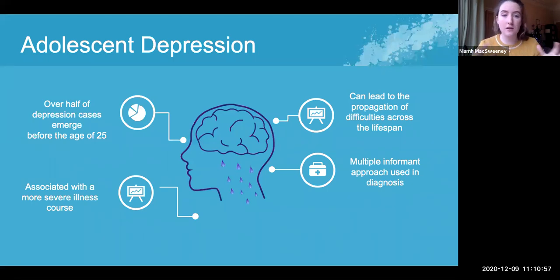When we assess depression, and psychopathology in general, in young people, we use a multiple informant approach in the diagnosis. This typically involves a caregiver report as well as a child self-report, and then sometimes a teacher report is also incorporated. This is the gold standard, and the aim is that it gives us a more holistic understanding of the difficulties that the young person is experiencing. But one of the challenges of the multiple informant approach is that some discrepancies do arise between reports.